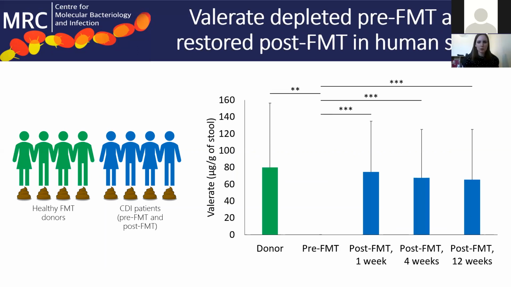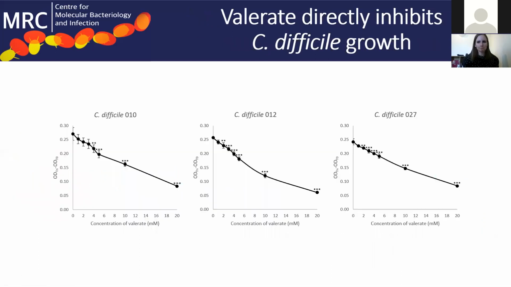We measured the concentration of valerate in their stool, which you can see on the y-axis, and we compared it to donor. So you see that valerate is present in donor stool. Those are healthy donors, that's good. In CDI patients before FMT, we can see there's basically no valerate; it's been depleted from their gut. But after FMT, we can see that levels of valerate were restored. That follows the pattern that we were seeing in our chemostat model, or artificial gut model.